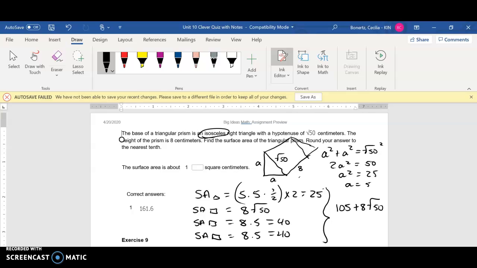And I'm going to use my calculator to find the square root of 50, which is 7.07, times 8, plus 105, equals 161.6. And that's going to be centimeters squared.